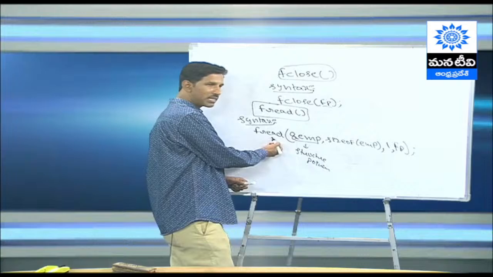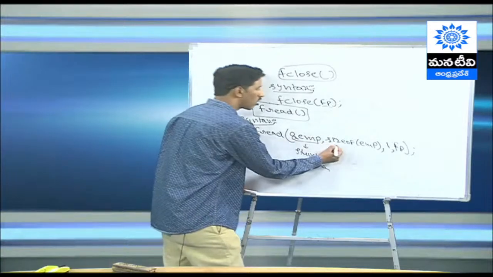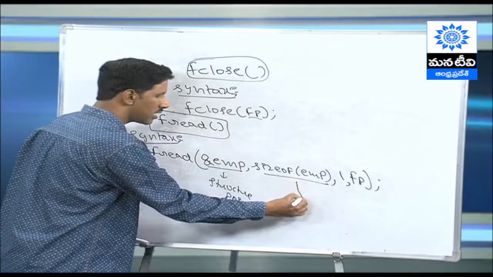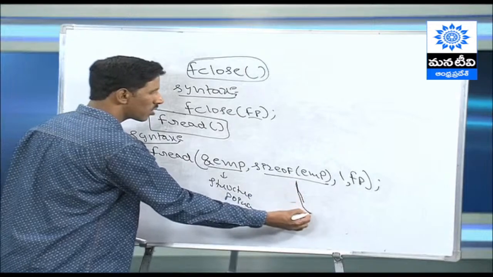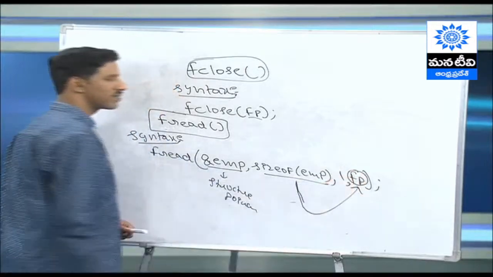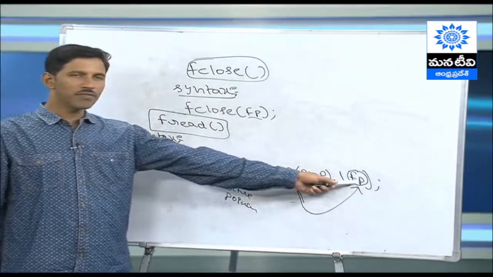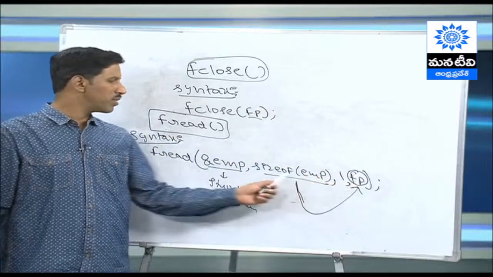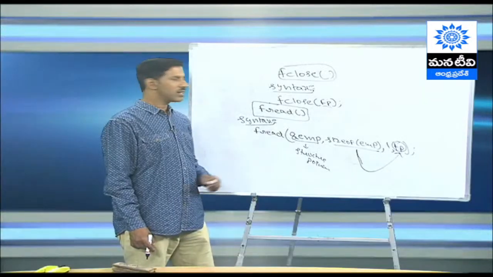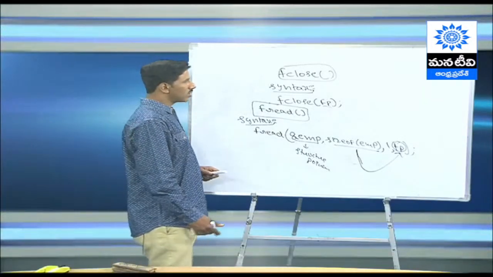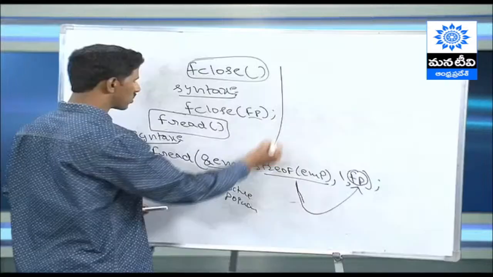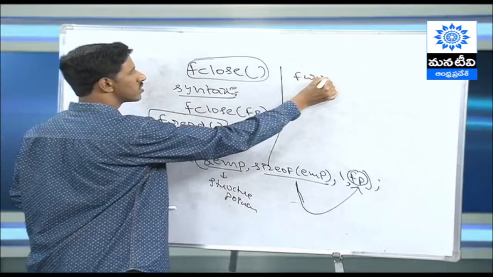What is the meaning of the fread function? I want to read the data from the structure. You have already created the employee structure. The details I want to read from the files. You have already created some file, and within the file some structure is there, that is to be read. For that reason you have to go for fread. Now, in a similar way, you have one more function, fwrite.